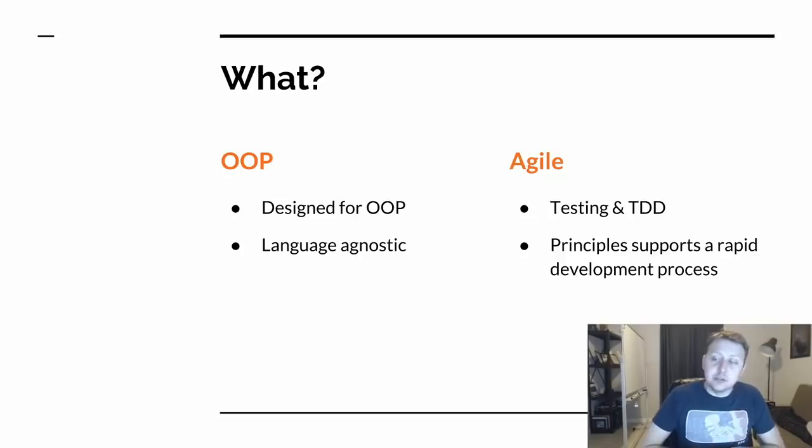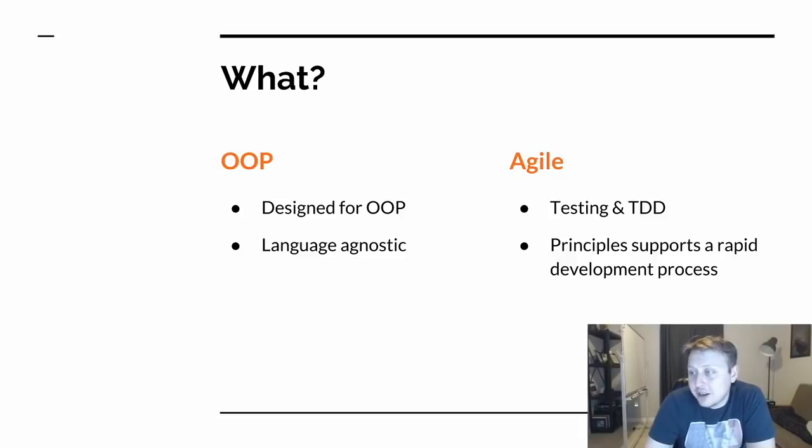In general, I would say that they are designed for object-oriented programming, but that you can use them with other things like functional programming. But it aligns best with object-oriented programming. I would also say that it's language agnostic. This isn't something that you just do for Java. This isn't just something that you do for JavaScript or C# or your language of choice, Go, Rust, whatever it is. And that's one of the great things about it.